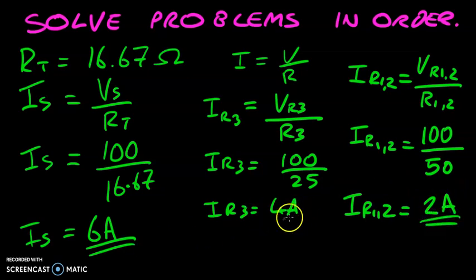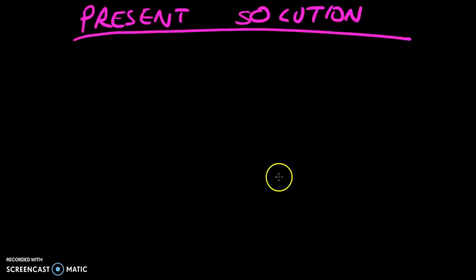I said the current splits, didn't I? 6 amps splits. Got 4 amps down one branch and 2 amps down the other branch. So that's nice. Let us move on to our final bits and pieces.